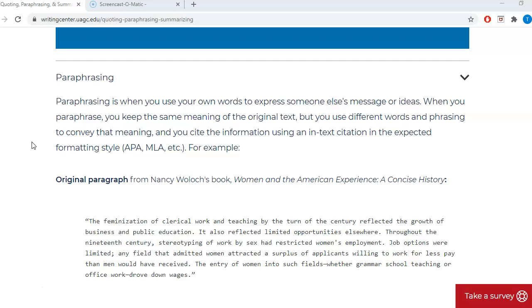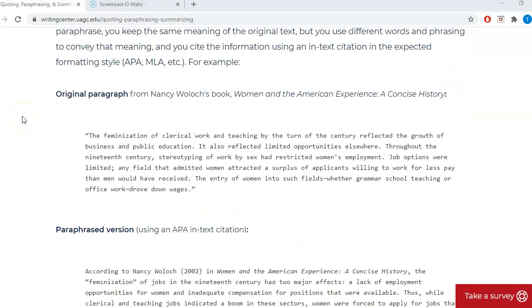You are retaining the main idea, but you're doing it in a way that's either shorter, more concise, or ties in with your subject a little bit more directly. So let's look really quickly at an original paragraph from a book by Nancy Wallach, Women in the American Experience, A Concise History. So let me read this.